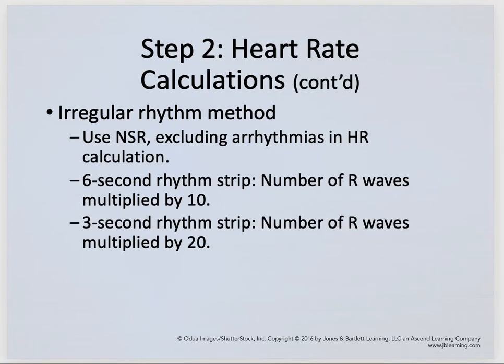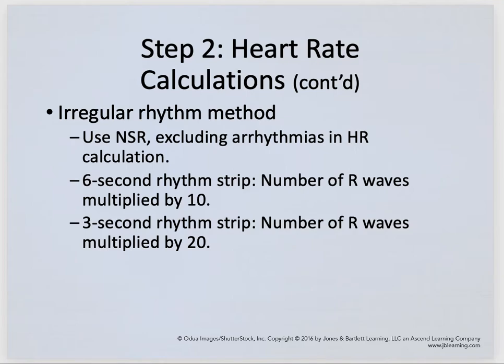And then the third one we talked about in the last lecture was what we do when we have an irregular rhythm. The other 2 methods, the 1500 and the dark line method, we use with what we call NSR, normal sinus rhythm. We are not going to use them when we have an irregular rhythm.